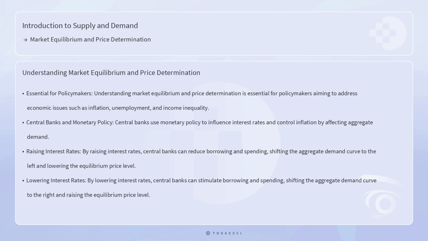Understanding market equilibrium and price determination is essential for policymakers aiming to address economic issues such as inflation, unemployment, and income inequality. For instance, central banks use monetary policy to influence interest rates and control inflation by affecting aggregate demand. By raising interest rates, central banks can reduce borrowing and spending, shifting the aggregate demand curve to the left and lowering the equilibrium price level. Conversely, by lowering interest rates, central banks can stimulate borrowing and spending, shifting the aggregate demand curve to the right and raising the equilibrium price level.